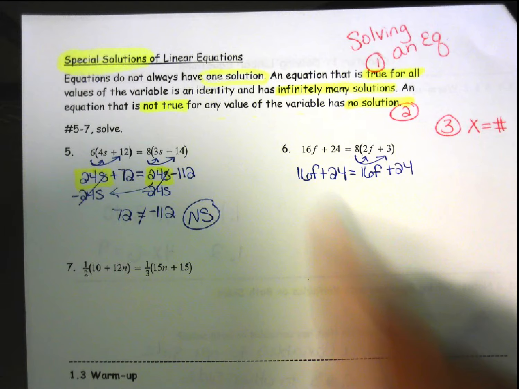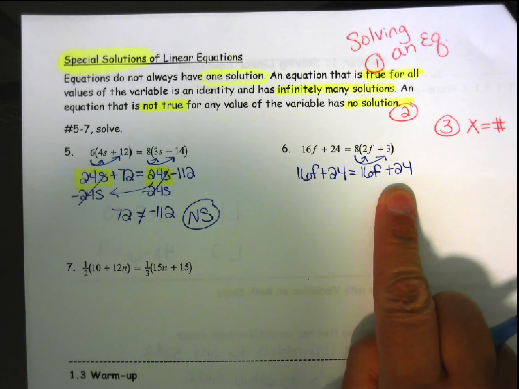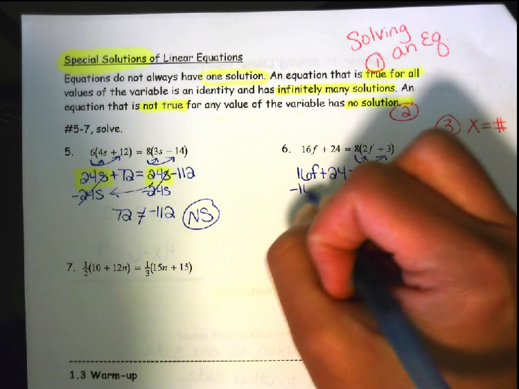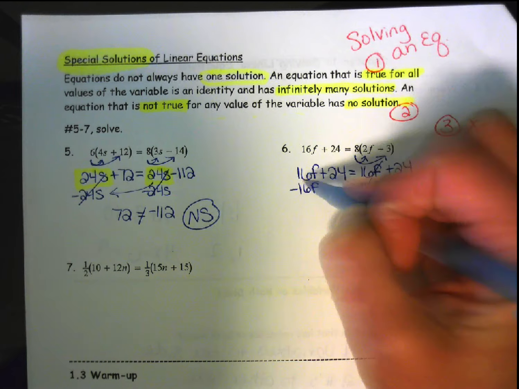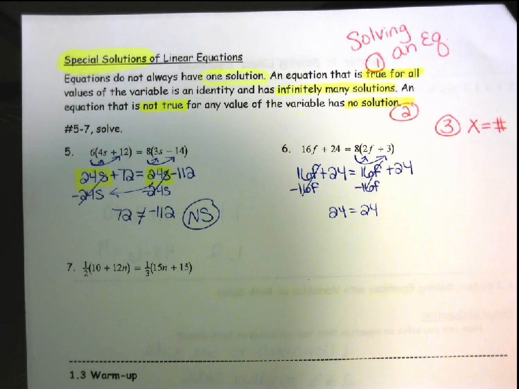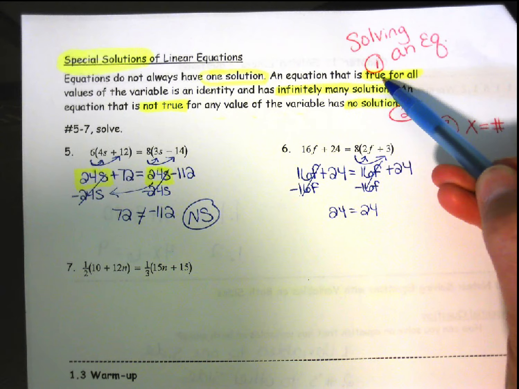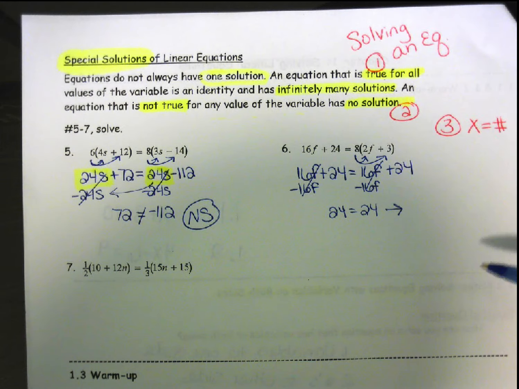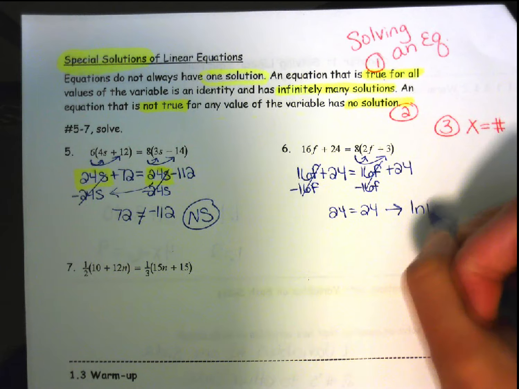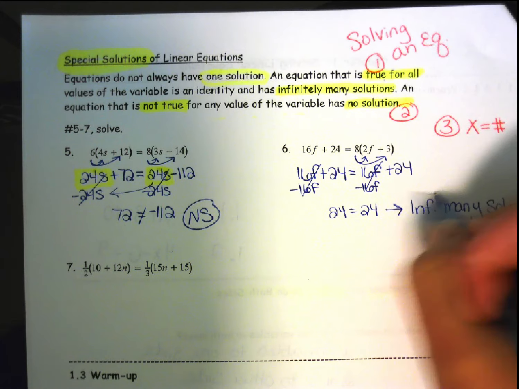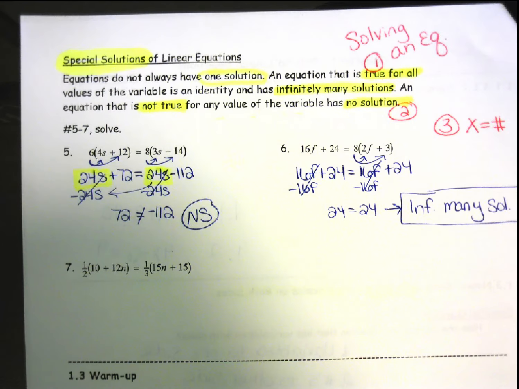Uh-oh, look at that. The left and the right are exactly the same. So watch. If I subtract 16f, it doesn't really matter which way I go again because notice they're the same. I'm going to get 24 is equal to 24. And that is a true statement. Now again, it does not mean any number works. It just means there's infinitely many. So let's just write that. Infinitely many solutions. And you can kind of abbreviate a little bit, but go ahead and just fill that in.